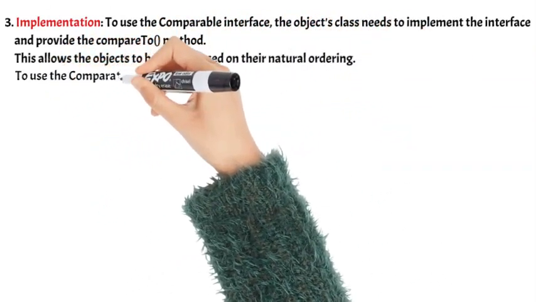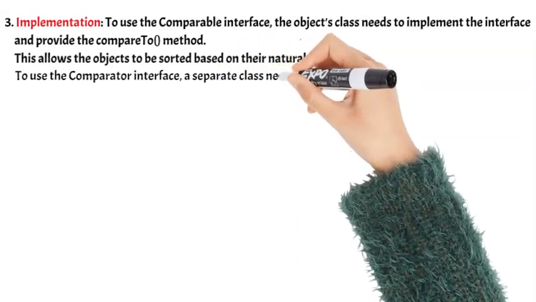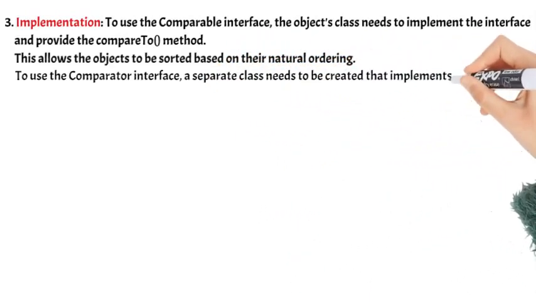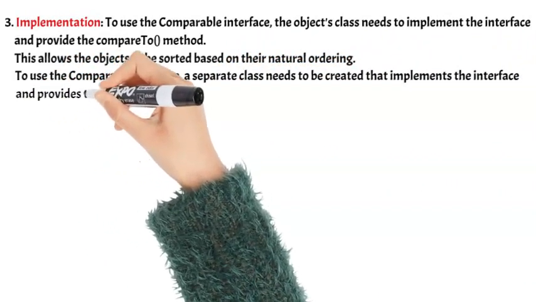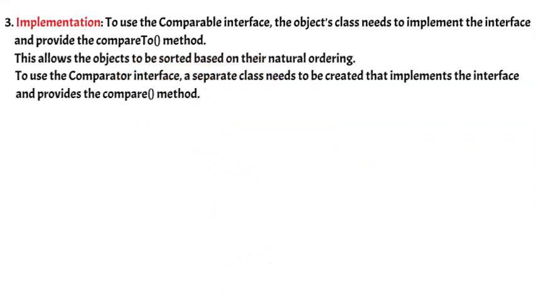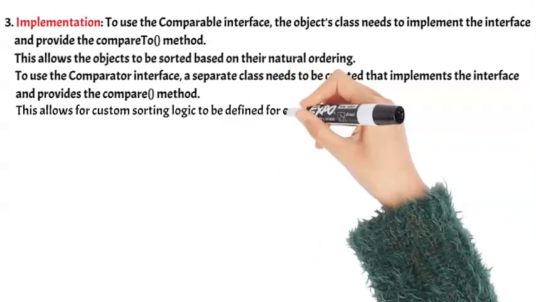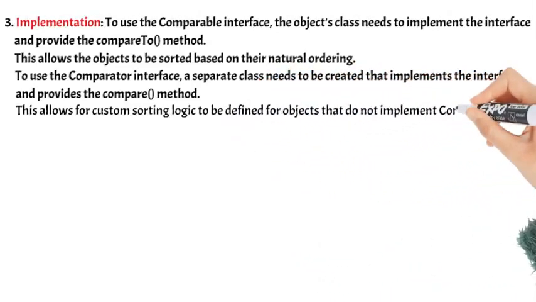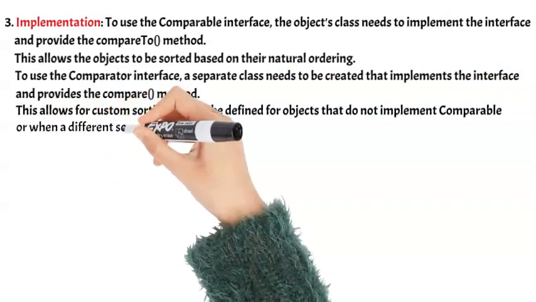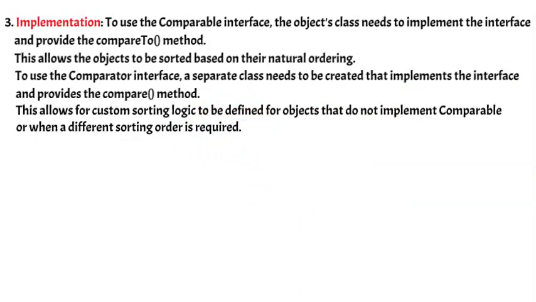To use the comparator interface, a separate class needs to be created that implements the interface and provides the compare method. This allows for custom sorting logic to be defined for objects that do not implement comparable or when a different sorting order is required.